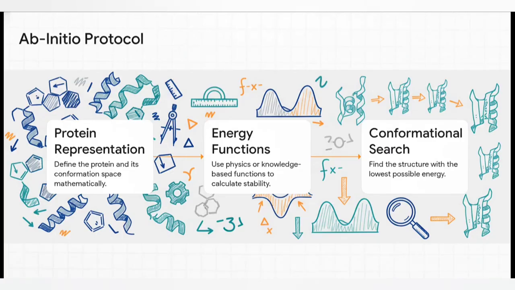Okay, so what does that look like in practice? It's basically a three-step process. First, you have to describe the protein using math. Step 2, you use these things called energy functions to figure out how stable any possible shape would be. And then, the big one, Step 3, you unleash an army of computers to start an exhaustive search for the one, single shape that has the absolute lowest energy.